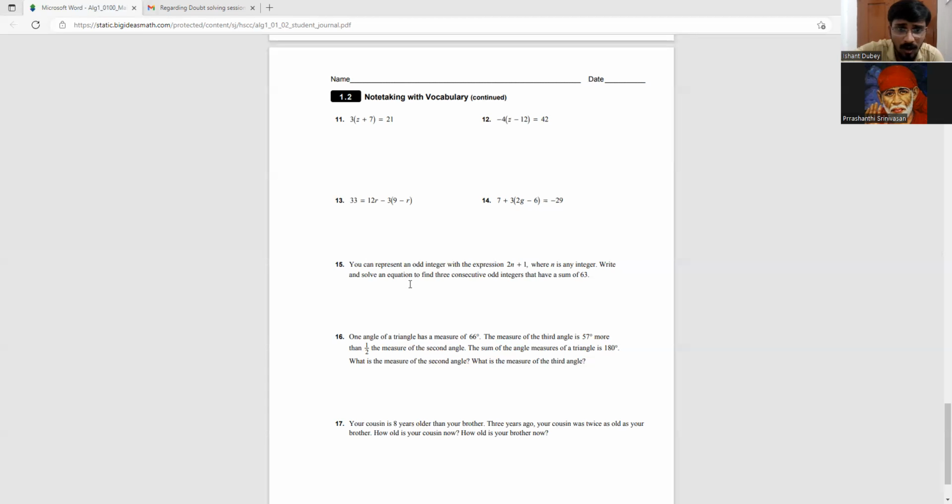Write and solve an equation to find three consecutive odd integers that have a sum of 63. So now what does this sentence represent? What is given, and what do we have to find? Write the equation and solve. It means we have to write an expression, and then finally we have to solve. Yes or no?